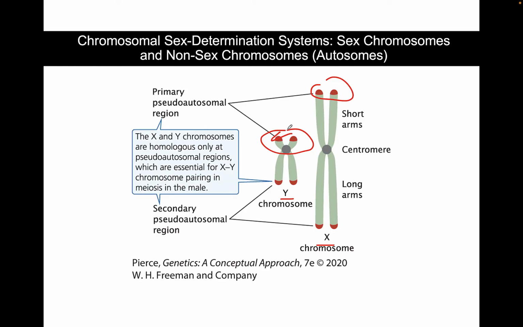But I will say, when it comes to crossing over, these two chromosomes do engage in crossing over. If the PAR region is mutated, it can result in a sterile male. So these regions are very important, and crossing over is also essential for these two chromosomes, even though they're not considered homologous.